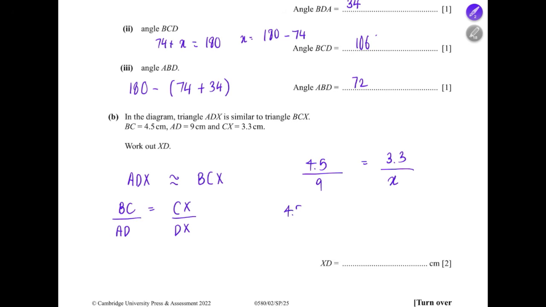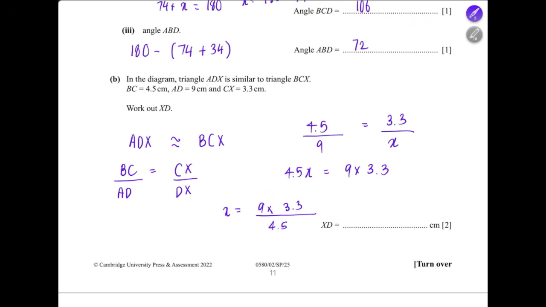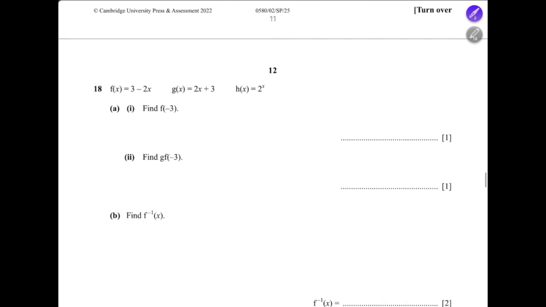So 4.5x equals 9 times 3.3. X equals 9 times 3.3 divided by 4.5. Remember, half of 9 is 4.5. So 4.5 times 2 is 9. We can make this as 1 and this as 2. 3.3 times 2 is going to be 6.6. So that's your answer. Okay, now we have functions.